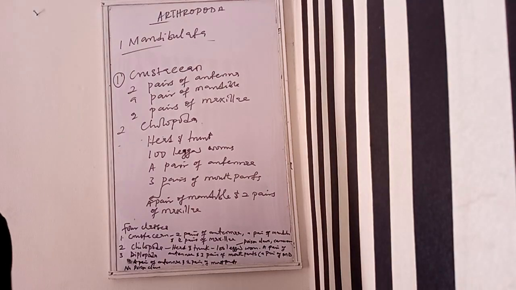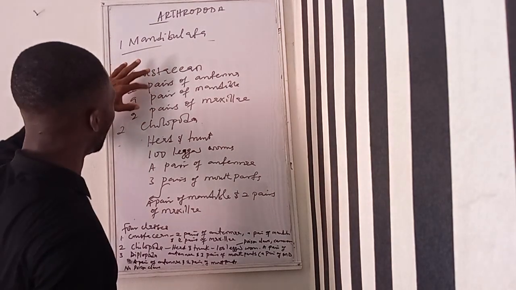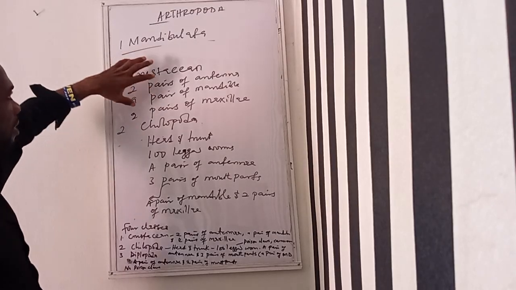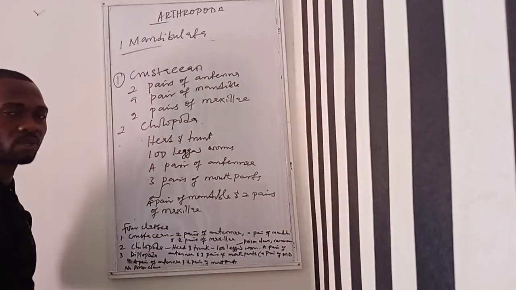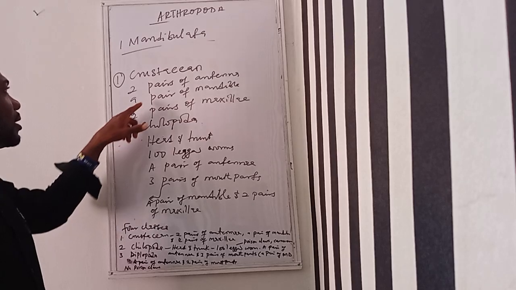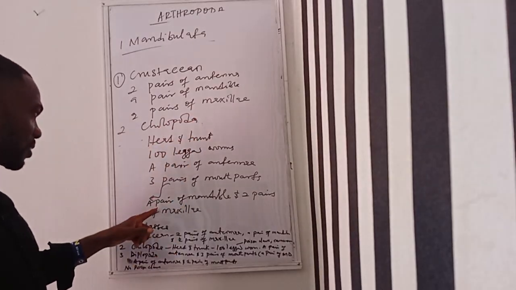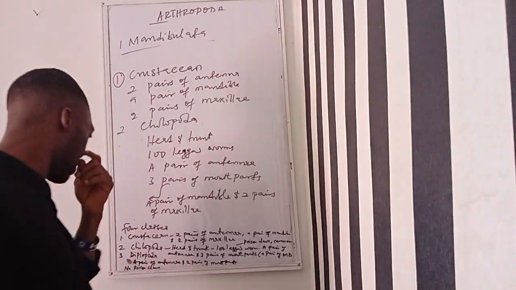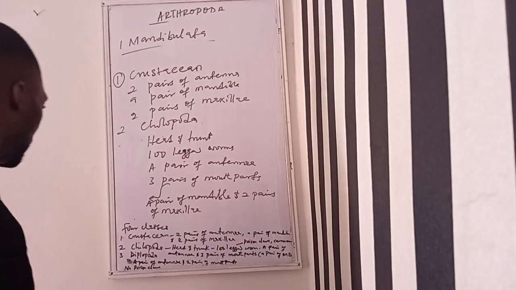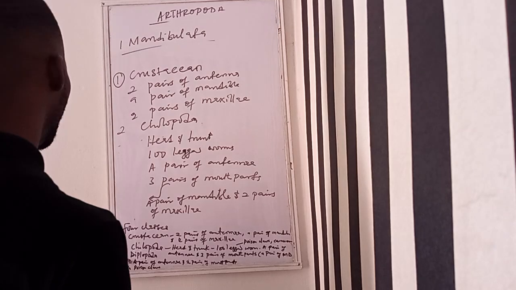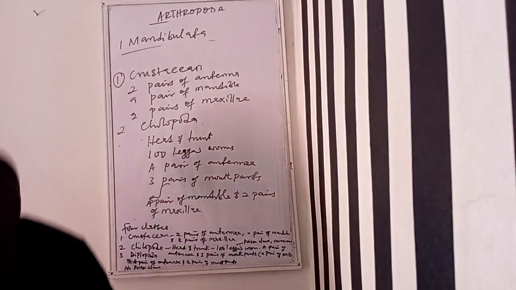So you can see that the same mouth part we have in crustaceans is also obtainable in Chilopoda. They have a pair of mandible and two pairs of maxilla. Okay, so the Diplopoda is the next one now.